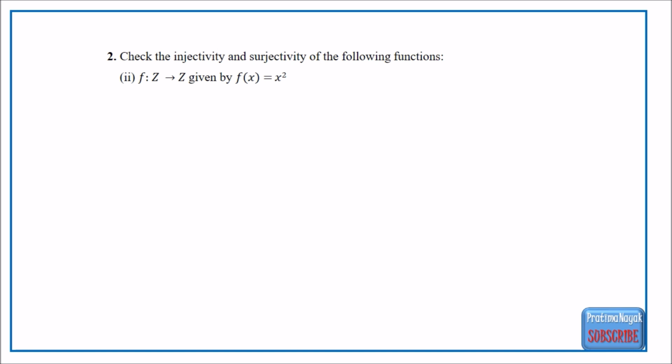Next, coming to the second part of the question. Check the injectivity and surjectivity of the following function. Here the function is defined from integers to integers given by f(x) is equal to x square. So here the domain is integers and the codomain is also integers. Solution starts. The function f is defined from Z to Z given by f(x) is equal to x square. Here we'll first take f(x1) equal to f(x2), and we have to think of such x whose squares are equal.